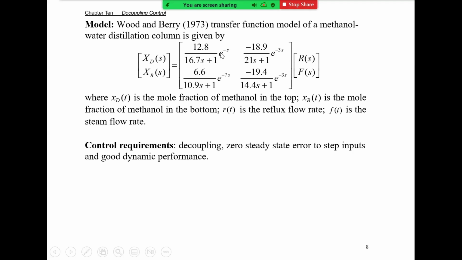Okay, if you're not familiar with the transfer function, here you have this exponential term that will describe the time delay.